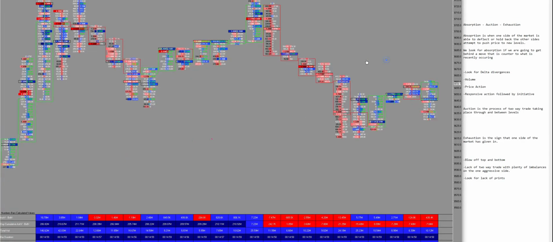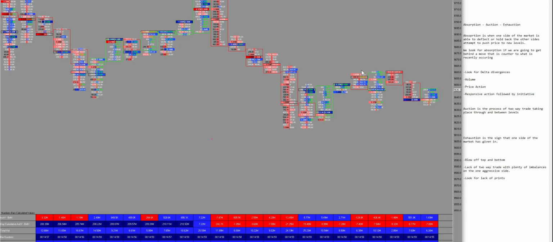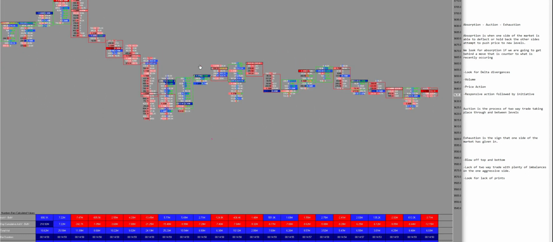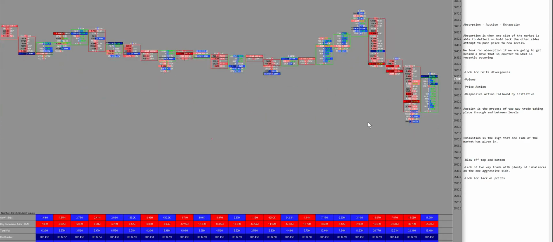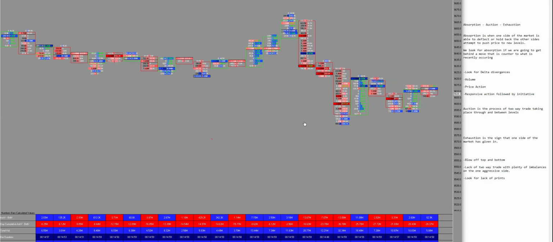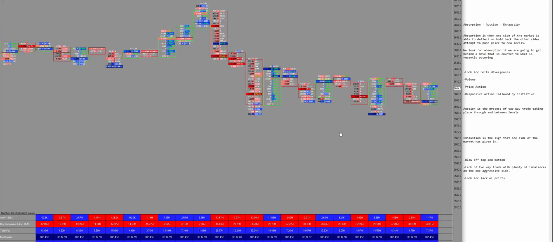So absorption is the sign that one side of the market is able to deflect or hold back the other side's attempt. Okay, so we look for this before we're trying to get behind a move. We're looking for delta divergences, signs of increased volume for less translation in price action. We're looking for responsive action by price action, followed by initiative response by buyers or sellers. So what this means is the responsiveness means that there is absorption. The initiative means that there's a response after to carry through. Exhaustion, it's when one side's given up.